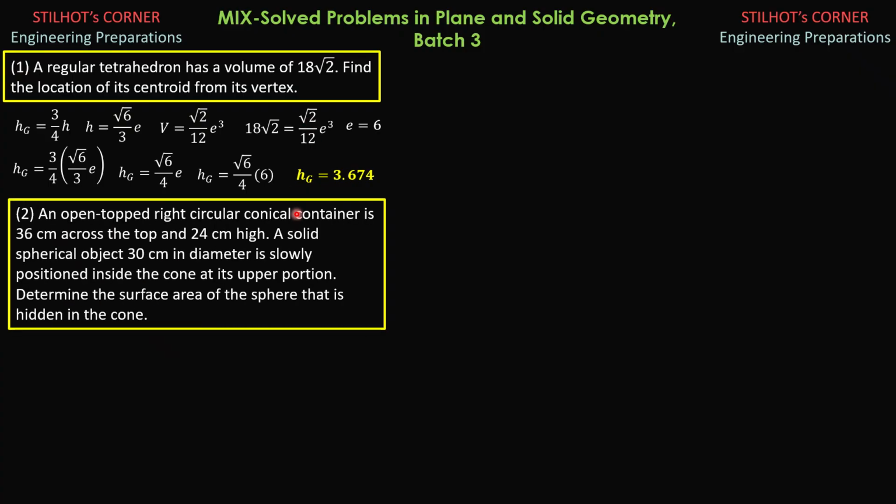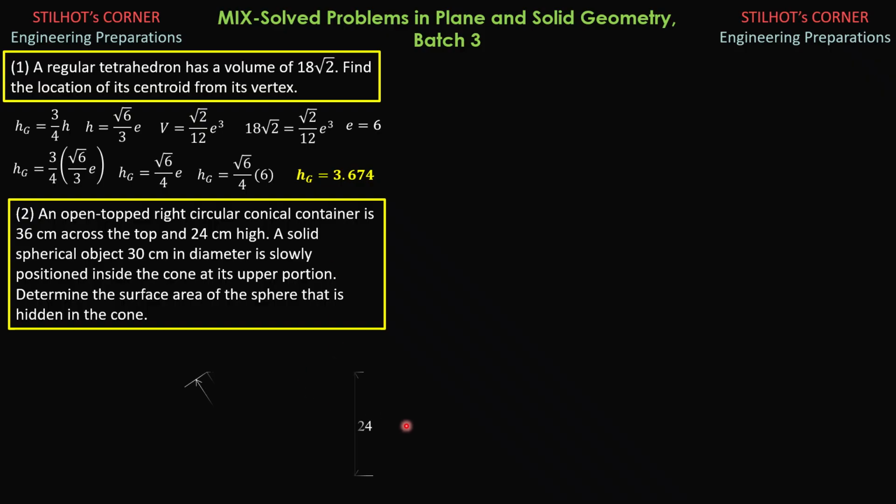For the second problem, an open-top right circular conical container is 36 centimeters across the top and 24 centimeters high. A solid spherical object 30 centimeters in diameter is slowly positioned inside the cone at its upper portion. So determine the surface area of the sphere that is hidden in the cone. To help visualize the situation, let's draw the figure.